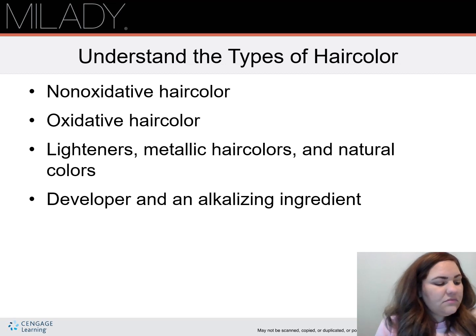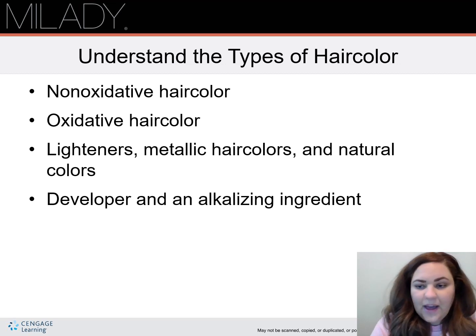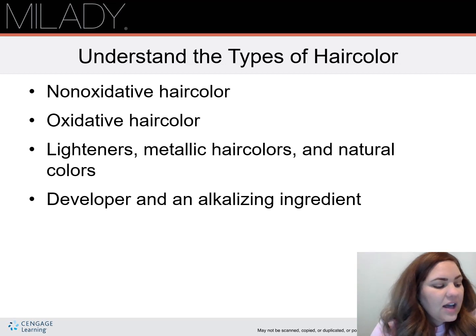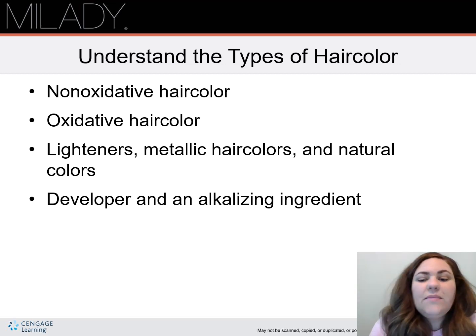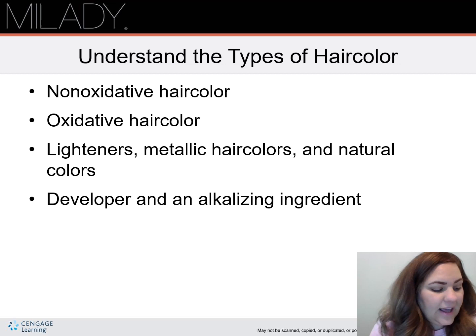Okay? So non-oxidative, what does that mean? That means that they are either temporary or semi-permanent colors. Okay? Oxidative hair color, that is going to be your demi-permanent and your permanent hair colors. Okay? These are going to require a patch test.